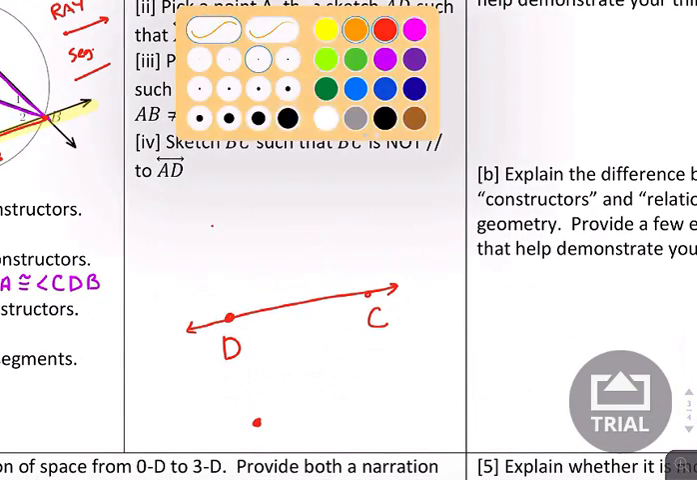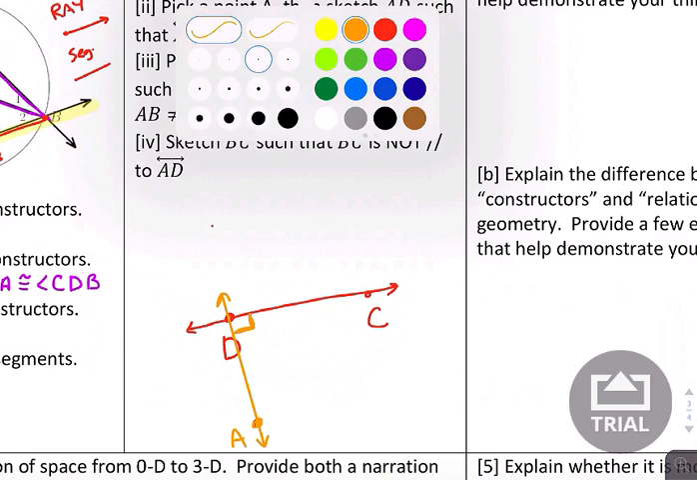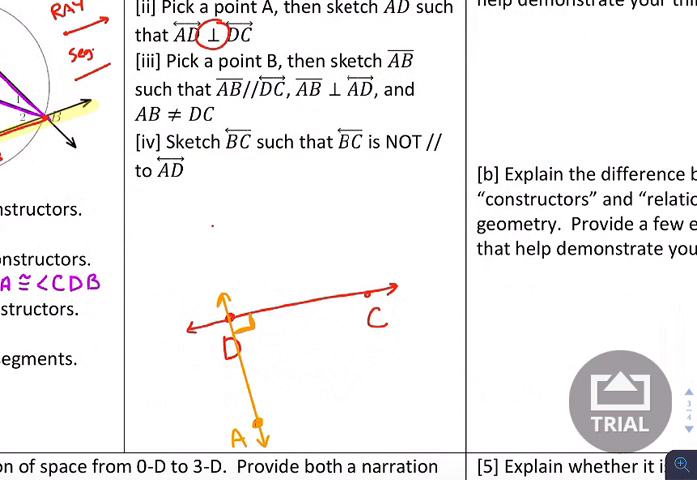And so let's actually change colors here. So I'm going to pick a point A, then we'll sketch AD as a line, such as perpendicular. And the important part here is, since it is a hand sketch, I do have to show my intent, and my intent is a right angle, so I'd make that right angle sign. Next, pick a point B, then sketch AB, so you connect back to A, such that AB is parallel to my red line, my DC line, and is also perpendicular to my orange line. So that tells me I can probably put it here.